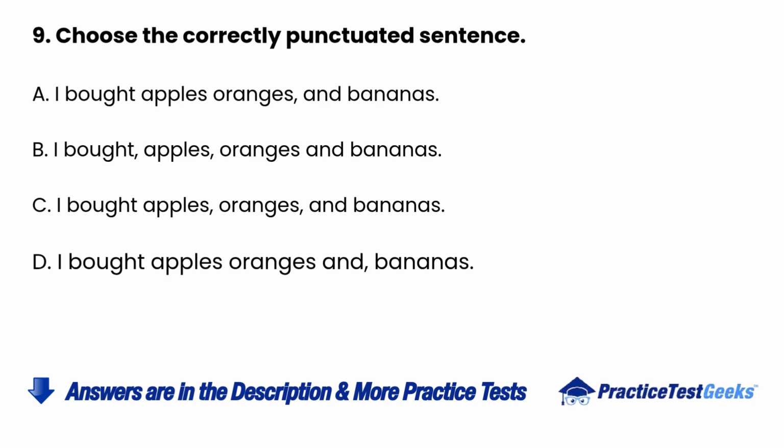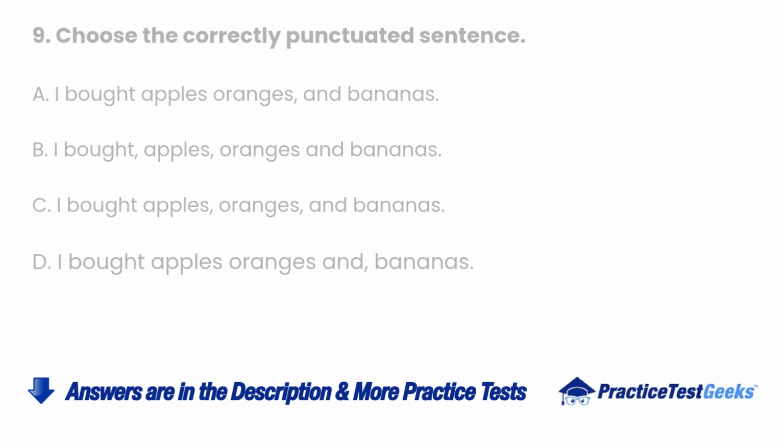9. Choose the correctly punctuated sentence. A. I bought apples, oranges, and bananas. B. I bought apples, oranges, and bananas. C. I bought apples, oranges, and bananas. D. I bought apples, oranges, and bananas.